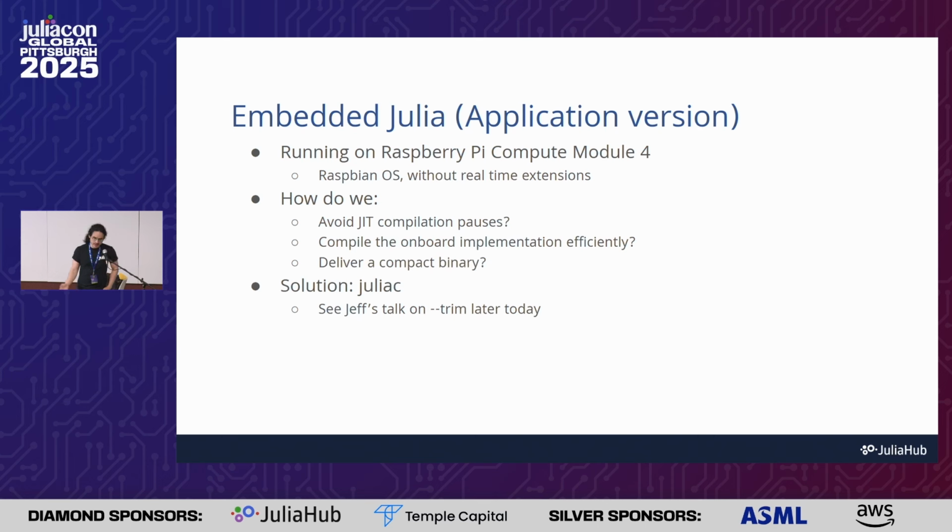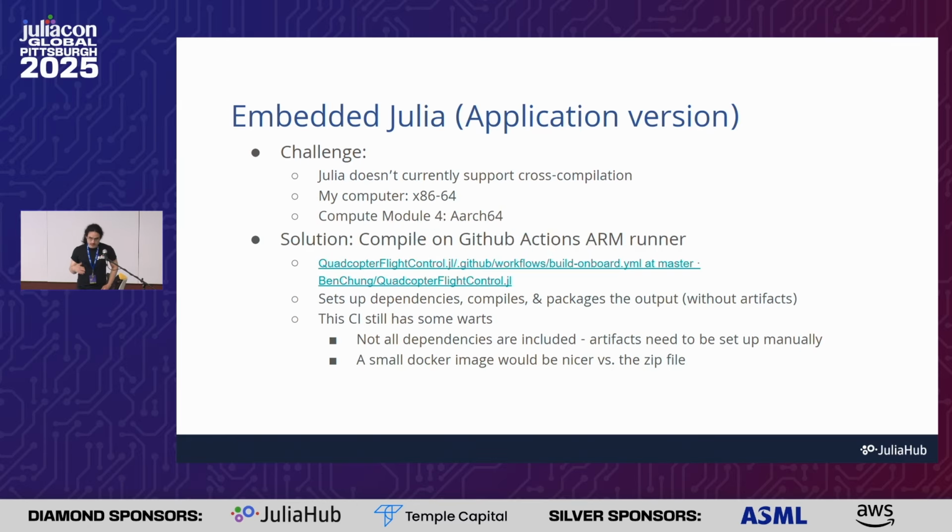And we wanted to do as much of the compilation off-board as possible. So the solution that we adopted to that was JuliaC, which ended up working quite well. I won't go into too many of the details for how we did this. If you're interested in more details on JuliaC, please see Jeff's talk later today on trim. Some of the specific challenges that we ran into that I want to talk about, though, is that Julia doesn't currently support cross-compilation. You need to run JuliaC on the same architecture that you're targeting.